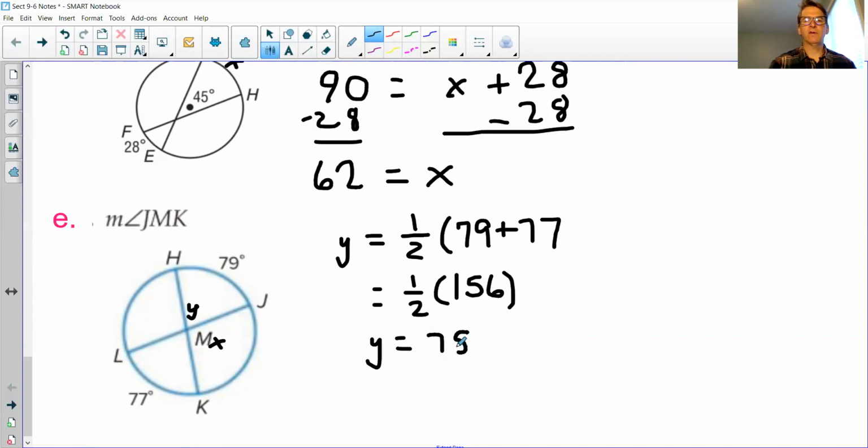Okay, so we're looking for JMK. This is 78, which is going to be this angle. So JMK, we're going to just call it X now, is equal to 180 minus 78. 180 subtract 78, and you have yourself 102. 102 for the measure of angle JMK.